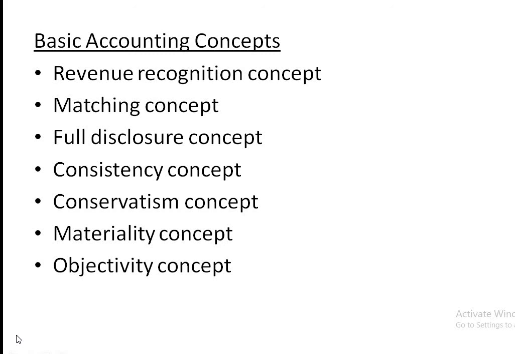And the last 13th point, objectivity concept. This concept requires that accounting transactions should be recorded in an objective manner, that is, free from the bias of accountants and others. This can be possible when each of the transaction is supported by verifiable documents or vouchers. So the basic accounting concepts are over.